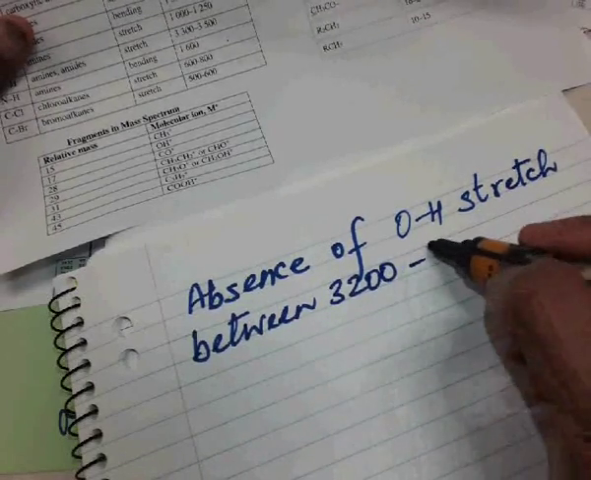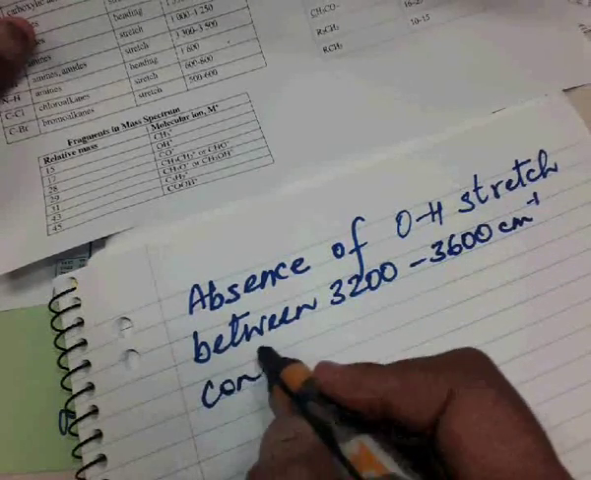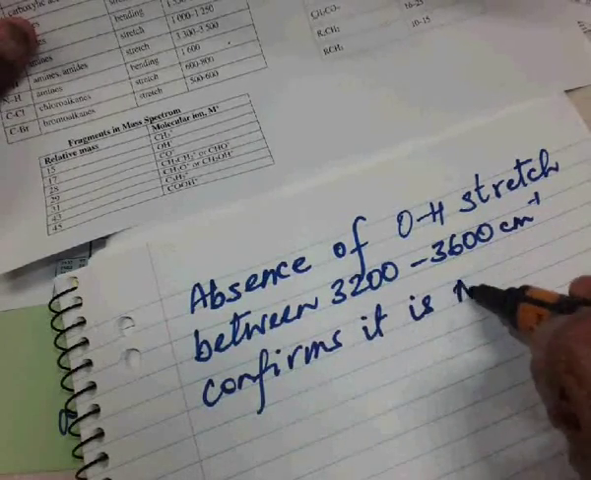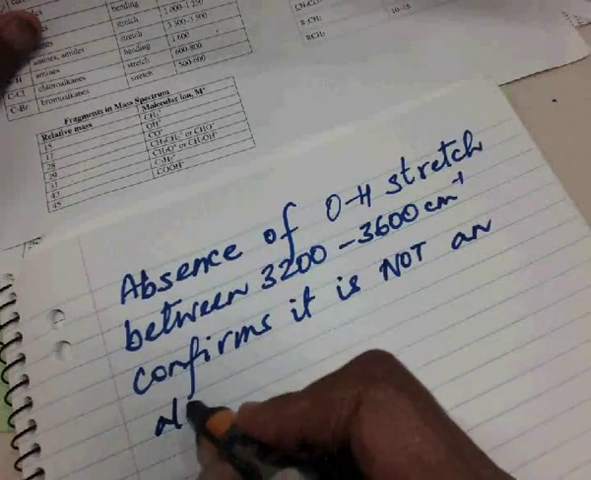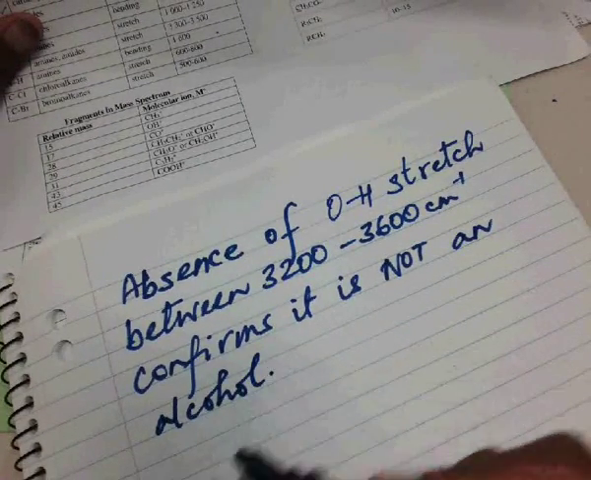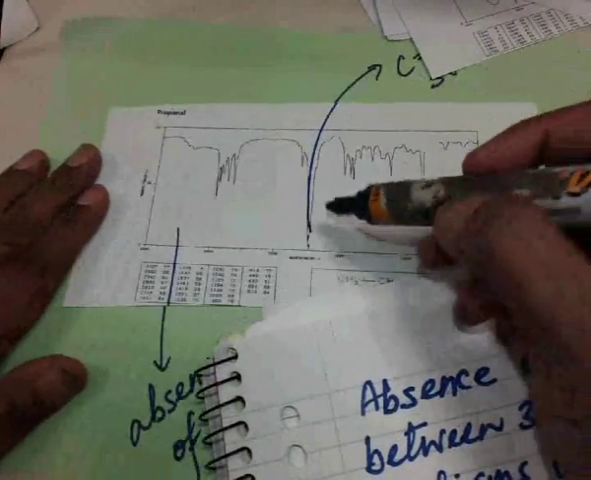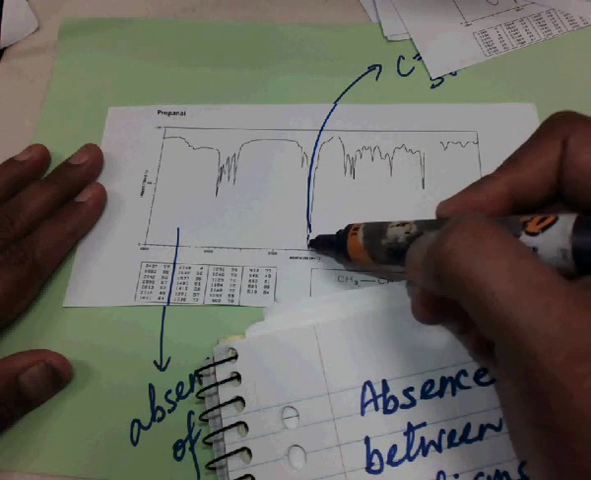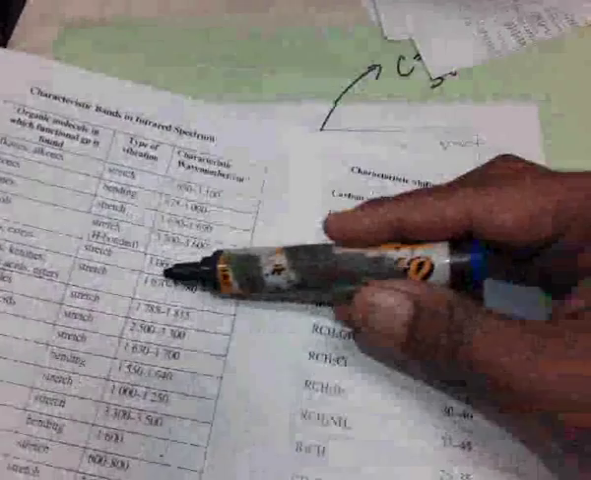3200 to 3600 per centimeter confirms it is not an alcohol. Okay, but how do we describe this peak? This is a strong narrow peak in this range, between 1,670 and 1,780.